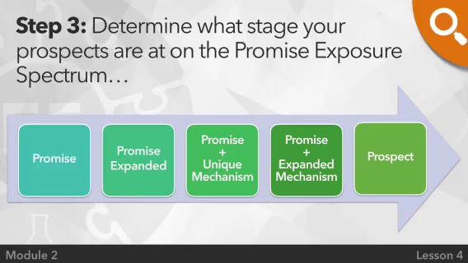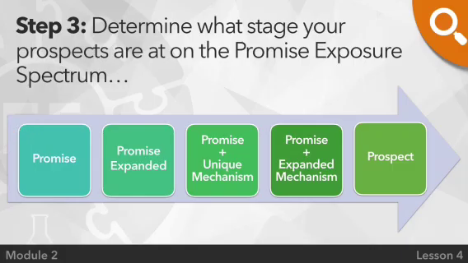Now, the thing to understand is that a stage three marketing message, meaning a marketing message designed for stage three, for example, promise and unique mechanism, will still work for stage two and stage one, right? But it will not work for stage 4 or 5. A stage 4 message, promise and expanded mechanism, will still work for a stage 3, stage 2, and stage 1 market. And a marketing message designed around the prospect's experience, a stage 5 message, will work for every other stage before it.